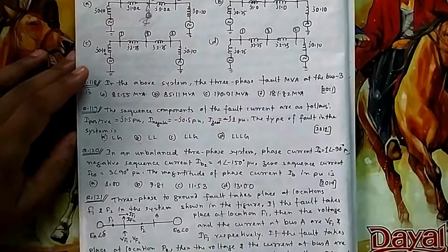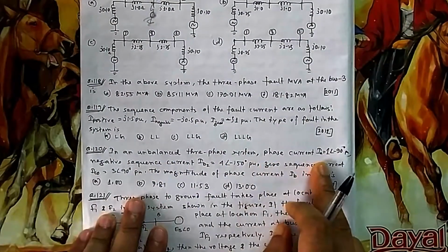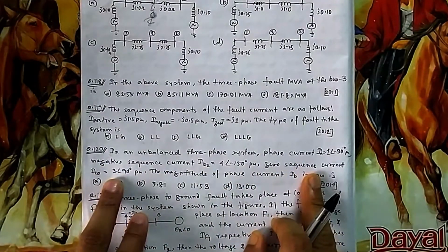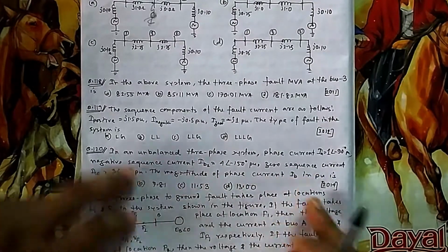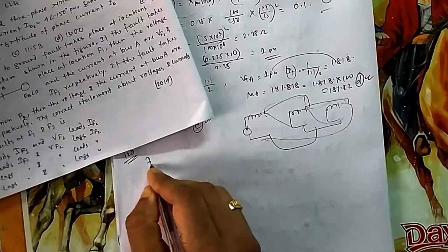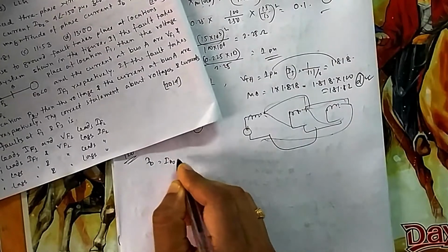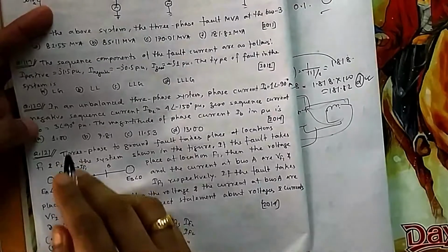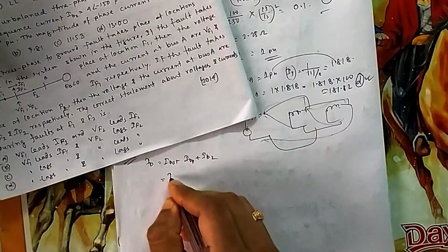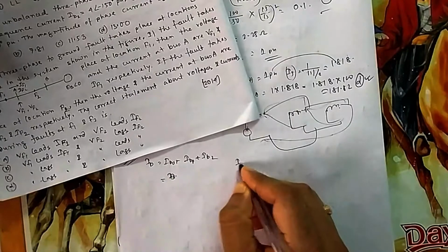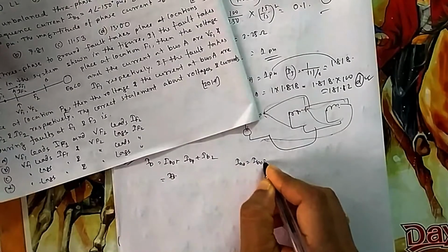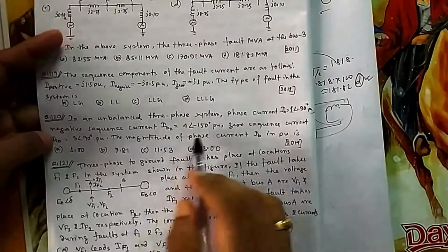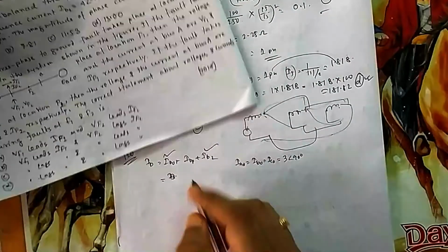If you come to question 120, in an unbalanced three-phase system, phase current IA is given, negative sequence current IB2, and zero sequence current IC0 are given. The magnitude of phase current IB. So for IB, what do you need? IB equals IB0 plus IB1 plus IB2. IB0 is equal to IC0, which is directly given. IB0 and IC0 are all equal, which is given as 3 angle 90. So this angle is already given. IB2 is already given. So I need only IB1.